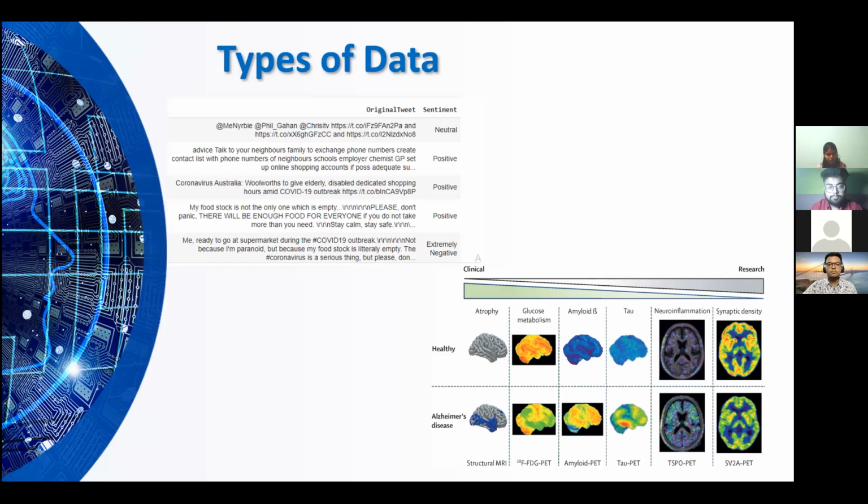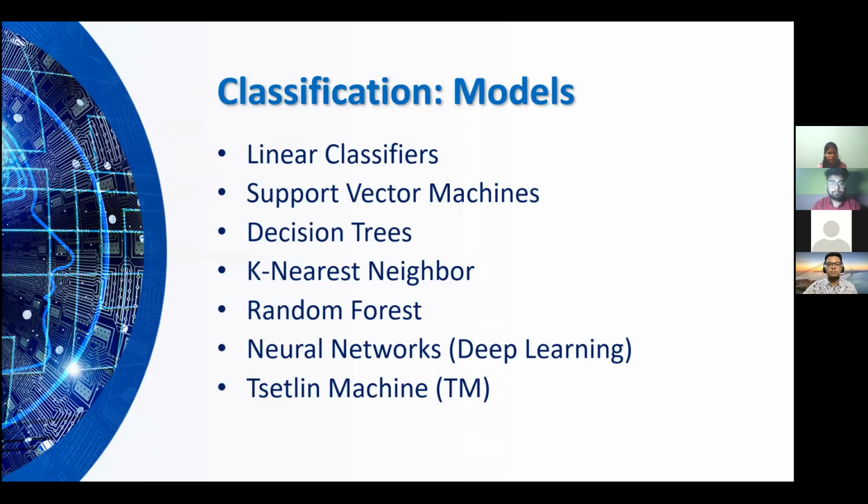There are some very popular models that do this kind of classification and regression, and use this kind of data set for obtaining the required model. Some of them, very few of them that I have mentioned here, are linear classifiers, support vector machines, decision trees, k-nearest neighbor, random forest, neural networks, and the last one, which is not very well known, the Tsetlin Machine, which I will be talking about in some time.